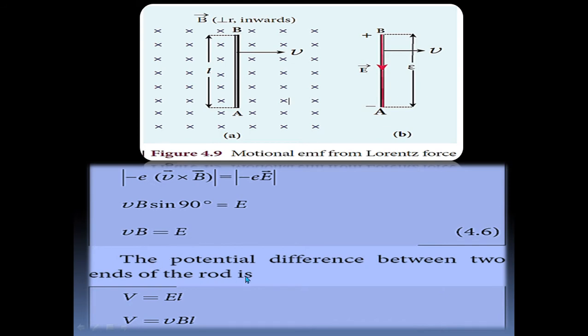The potential difference between the two ends of the rod is V is equal to E into L. Here V means potential difference, E into the length of the rod. So V is equal to EL. Already we know the formula for the value of E: E is nothing but vB. Substituting the value of E, E can be replaced as vB, so V is equal to vB into L.